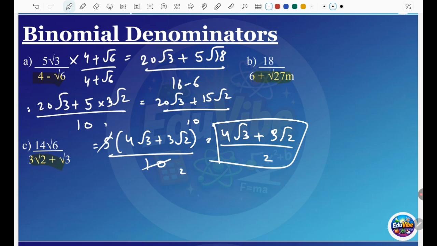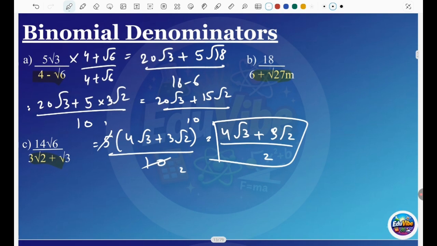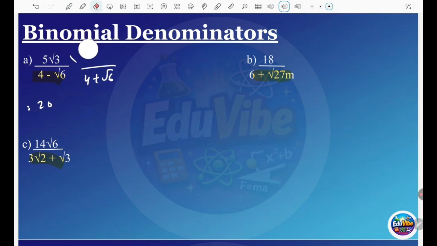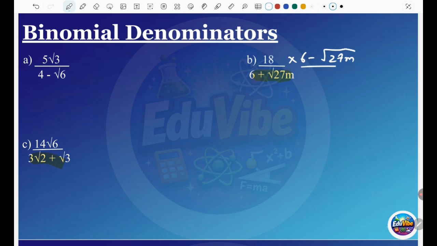So that's your answer for now. This is the simplest answer. That's all you can do. For the next one, you have to do the same thing, but I'm out of space, so I erase this and do another question. So you do this question, and again you do the conjugate, with the minus now.